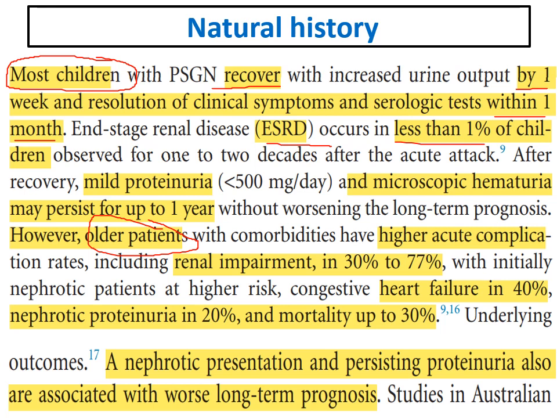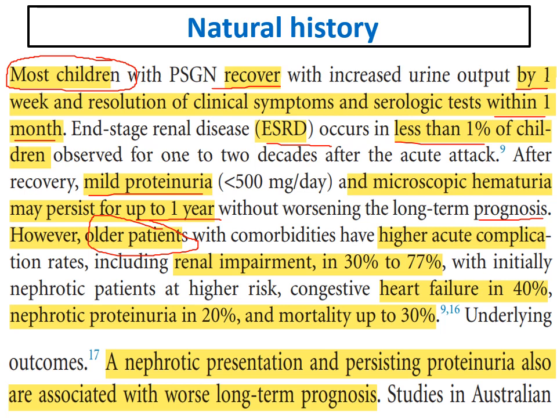But it is also important to know and reassure the patients and their relatives and parents that there might be persistent mild proteinuria and microscopic hematuria that might persist for 1 year without affecting the prognosis. So you need to reassure the parents about some persistence of this proteinuria and hematuria which can occur.